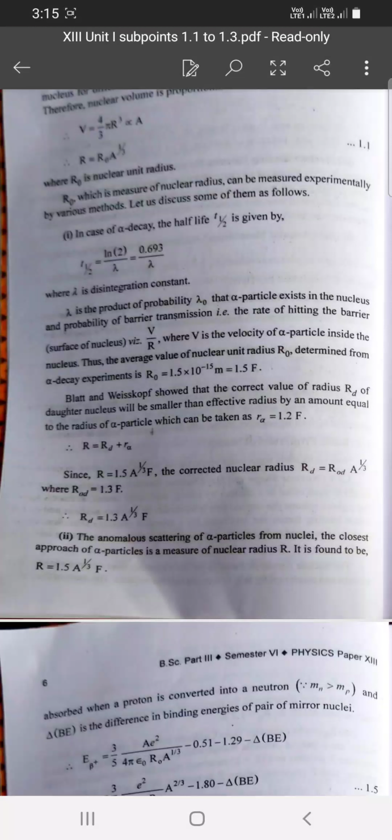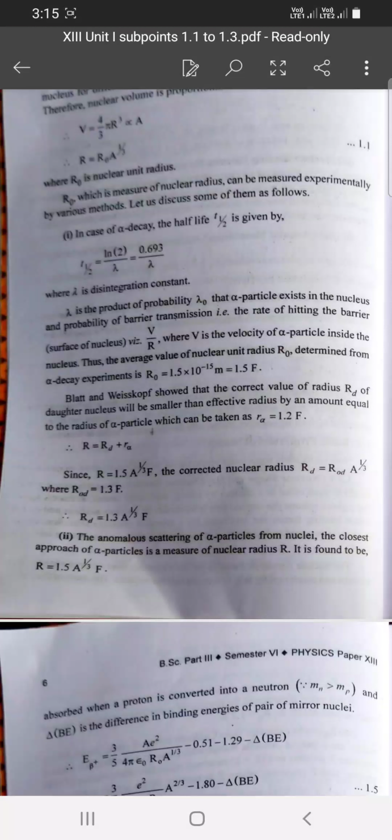Now, second one, the anomalous scattering of alpha particles from nuclei. The closest approach of alpha particles is a measure of nuclear radius R, and it is found to be R equal to 1.5 A raised to 1/3 Fermi, but R naught equal to 1.5 Fermi, and therefore the value is corrected for the size of the alpha particle. One gets the value of nuclear unit radius R naught. Now third one, R naught can be estimated.